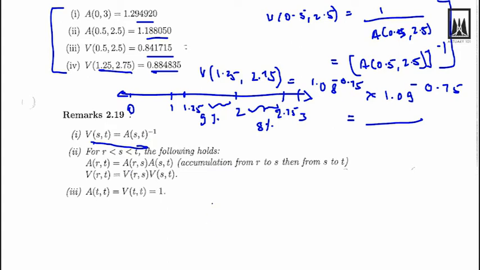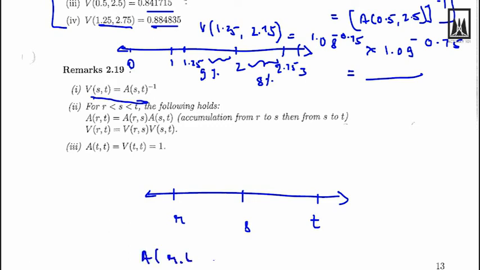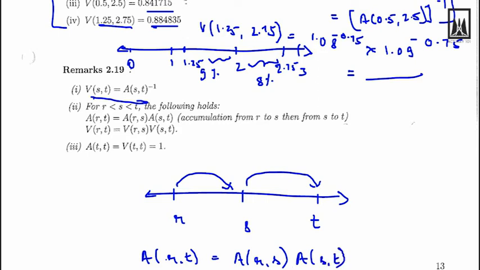Then the second part is interesting, and please pay attention to it because this can be used at various times. For example, you have some time R, then you have some time S, and then you have some time T. If you want the accumulation from R to T, then you can do accumulation from R to S and then accumulation from S to T, and multiply these. So basically it's going to be A(R,S) into A(S,T). This is going to give us A(R,T). This is what is written over here.